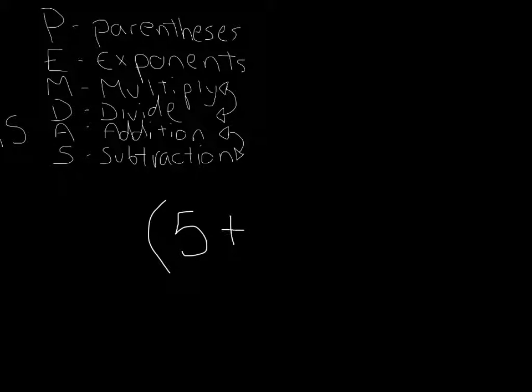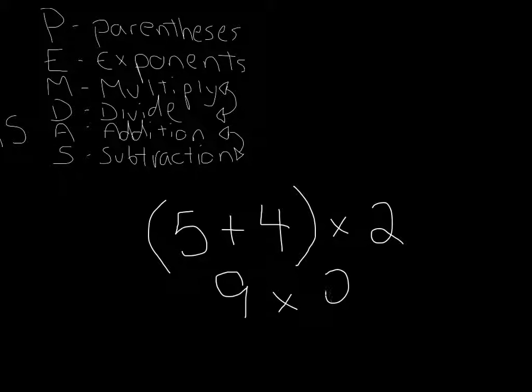5 plus 4 times 2. We need to first do the parentheses. So we would do 5 plus 4 equals 9 times 2. Now we do our multiplication, equals 18. And that's our answer. We would put the answer at the very end, right here, or here.